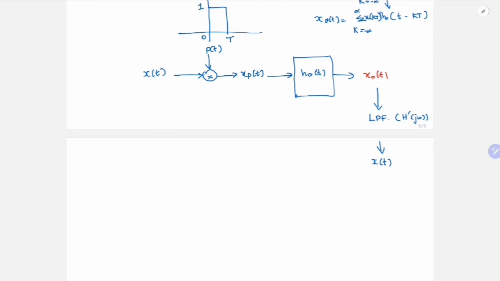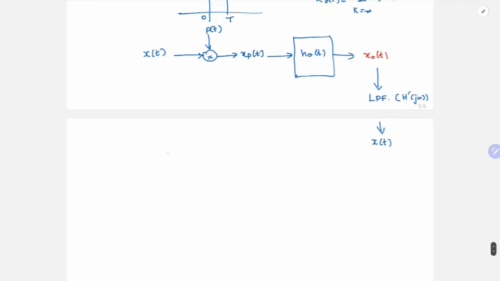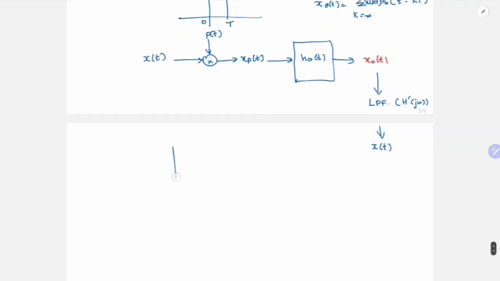So let us see what is this h0 of j omega. If you have this one, minus t by 2 to t by 2 with value 1, this is going to give me a Fourier transform of 2 sine omega t by 2 divided by omega.